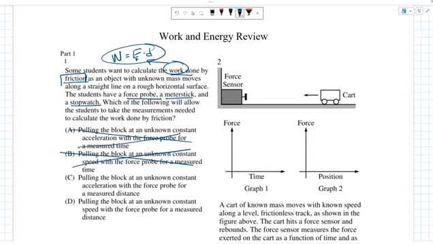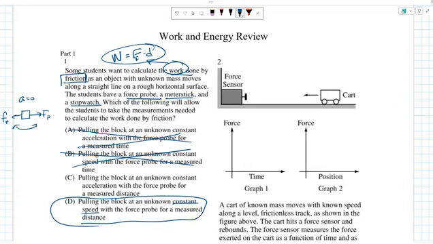We don't have A or B, they're going to pull it. Now, if the acceleration is 0, the force by the probe and the force of friction on the object are equal to each other, just like you guys did in your lab. So if that's the case, pulling the block at an unknown constant speed with 0 acceleration with the force probe for a measured distance is going to allow you to calculate the work.